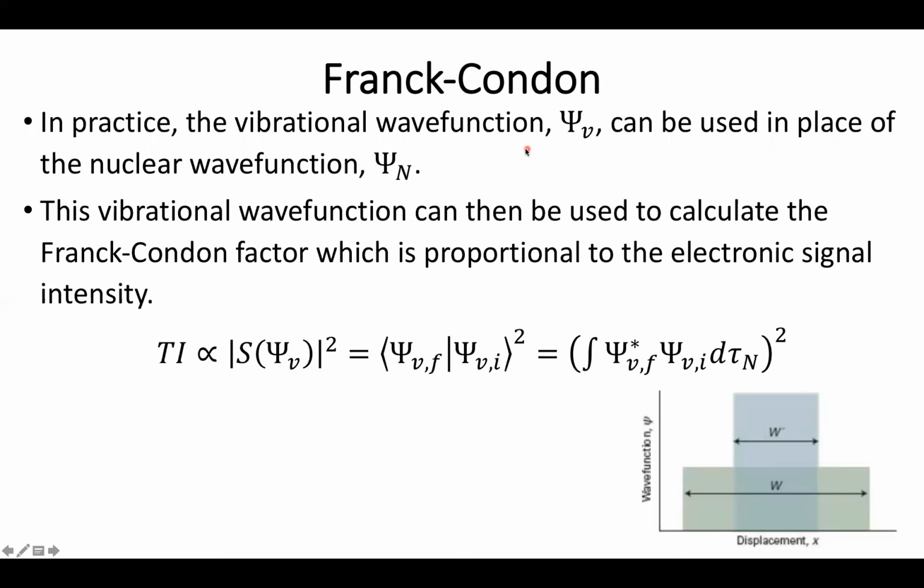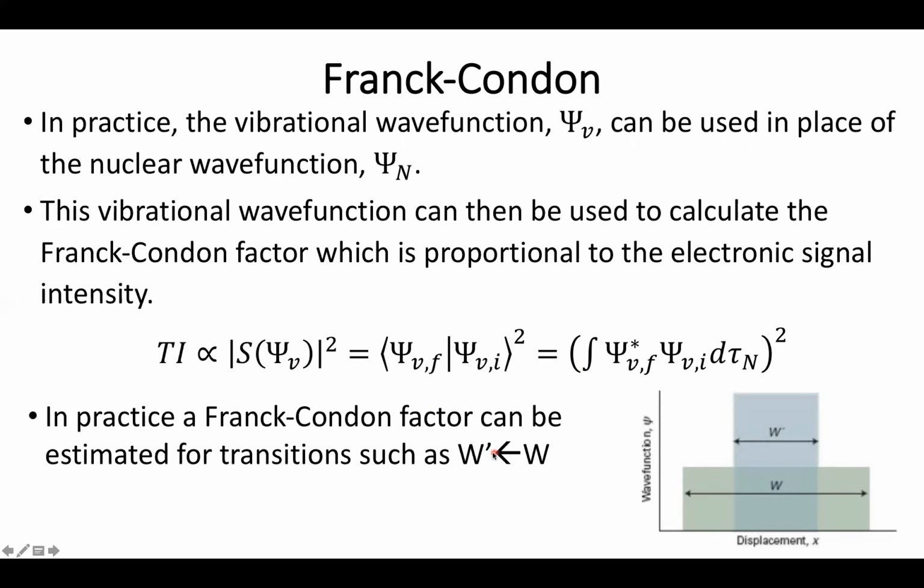Then we can use this vibrational wave function to calculate what's called a Franck-Condon factor. This is more or less the square of the overlap between these two wave functions. So the transition intensity, or how intense the signal is going to be, is related to the square of my overlap, which we can find by more or less just taking the integral of the system. So in practice, we can use ideas like this Franck-Condon factor to estimate transitions between two wave functions.